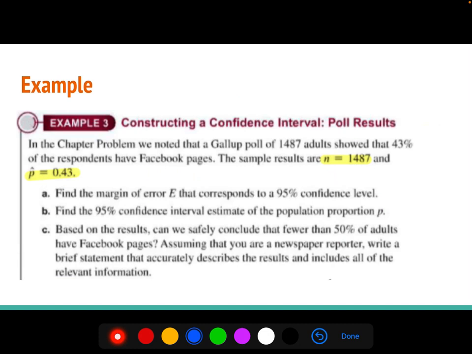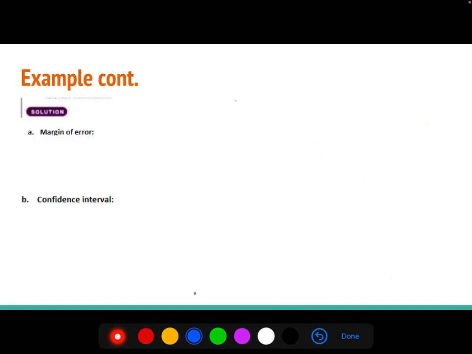Now let's practice some. We're going to construct a confidence interval based on some information. They tell us that they did a sample size of 1,487 adults, and 43% of them have Facebook pages. So A, we're going to find the margin of error with a 95% confidence interval. B, we're going to find the 95% confidence interval estimate of the population proportion P. And C, we're going to determine if we conclude fewer than 50% have Facebook pages.